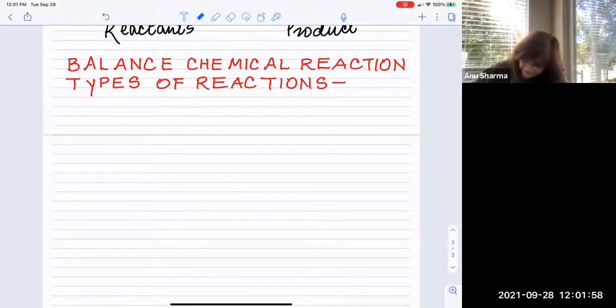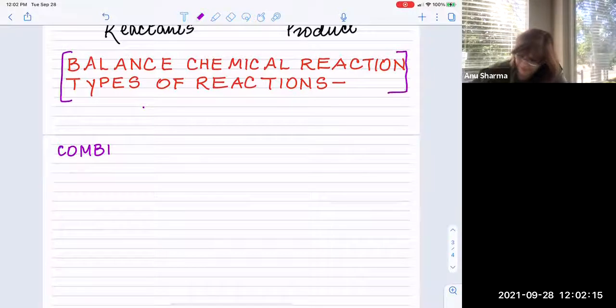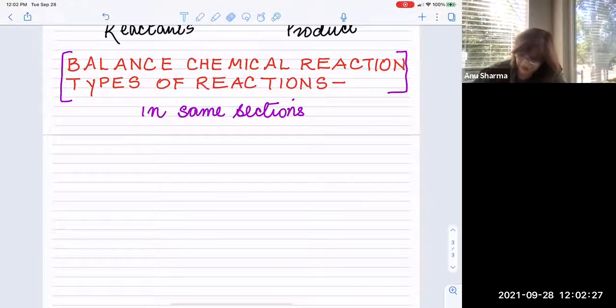So first of all, let's look at the types of reactions. We will look at number one, combination reaction. These are the simple reactions, combination. So I'm going to say these are in the same sections. Okay, so first, this is one section here, which is the combination reaction.